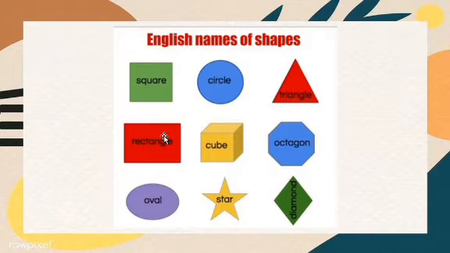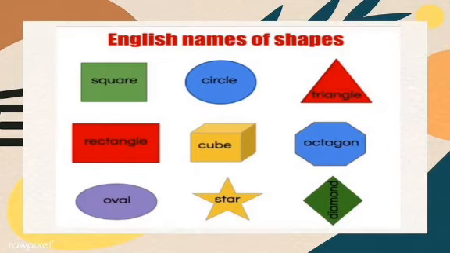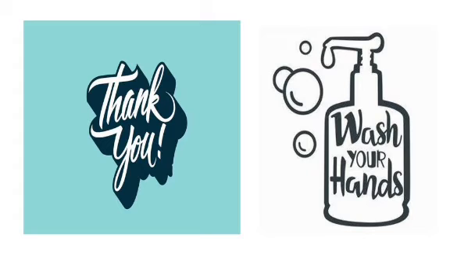Again I repeat: square, circle, triangle, rectangle, cube, octagon, oval, star, and diamond. All these types of shapes we are going to learn in chapter number 8. Again I repeat: diamond, octagon, triangle, star, cube, circle, rectangle, oval, and square. I hope you all understood, my dear students. Okay, thank you so much, dear.